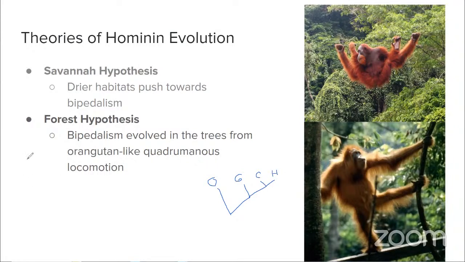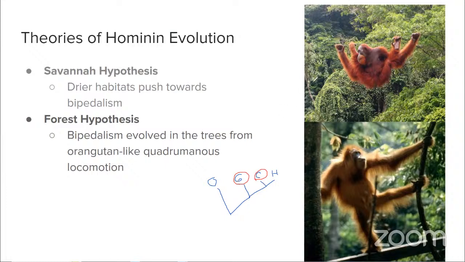Okay. So for knuckle walkers, the reason there's a question about our last common ancestor being a knuckle walker is we've got gorillas here, we've got chimps here, and they both knuckle walk. What the orangutans do is different, right? They can sometimes come down to the ground. When they do that, they kind of fist walk. Instead of being on their knuckles, they'll walk kind of like this. But most of what they do, they're really arboreal.